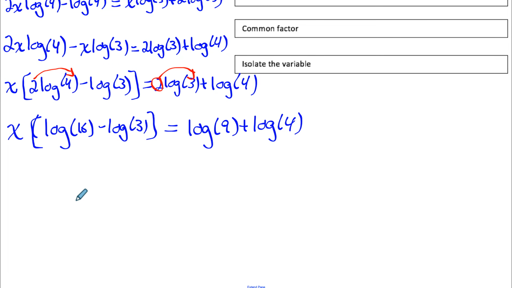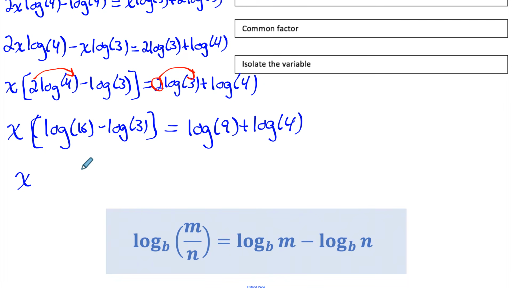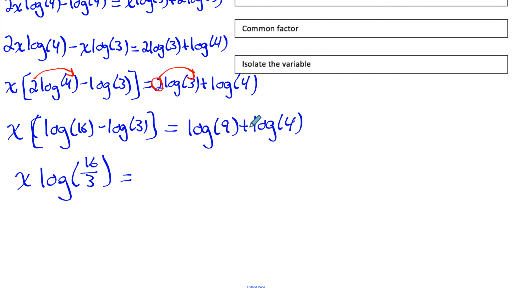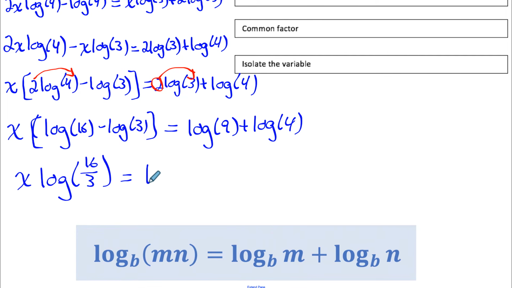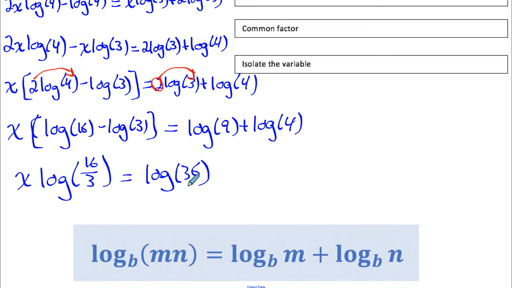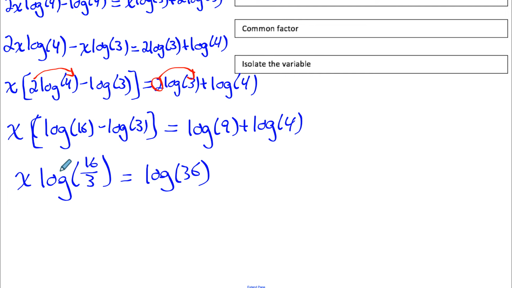And now I'm going to use my quotient and product rules. On the left side, 2 logs being subtracted where the logs have the same base, I could write that as a single log with the arguments being divided. And on the right, 2 logs being added where the logs have the same base, write it as a single log with the arguments being multiplied. 9 times 4, 36. And now I just need to divide this log of 16 over 3 to the right. So x equals log of 36 divided by log of 16 over 3.